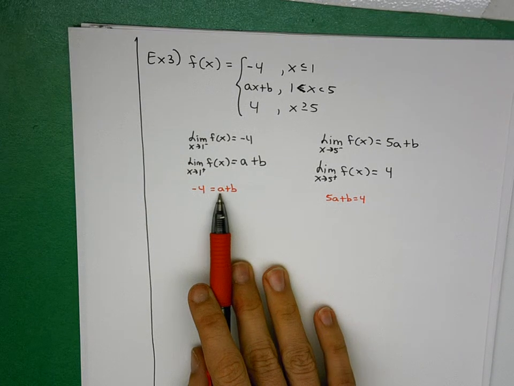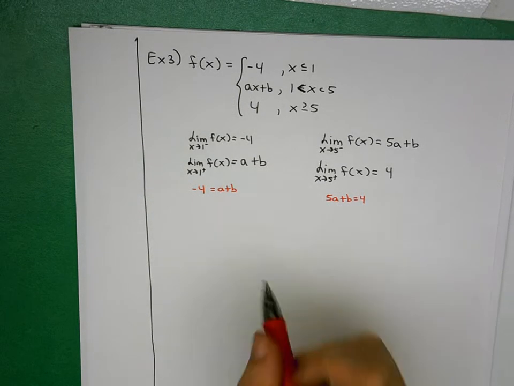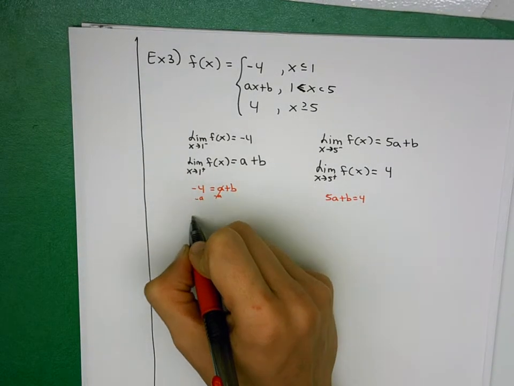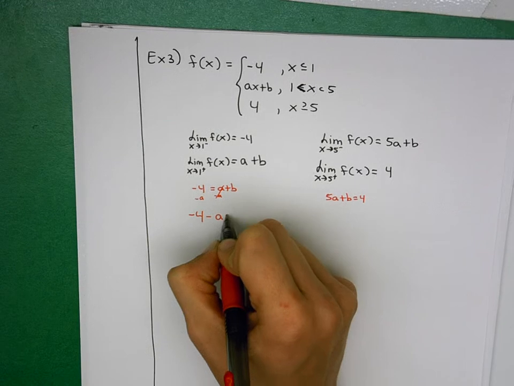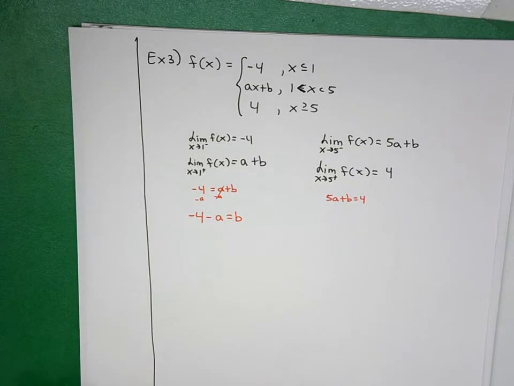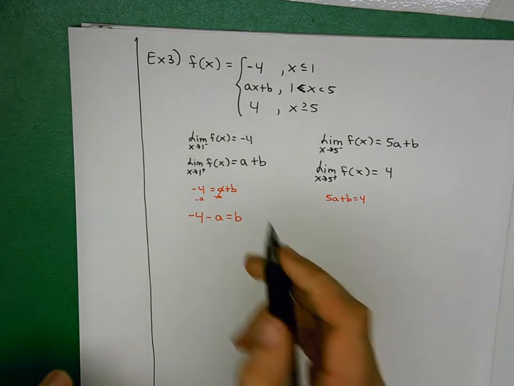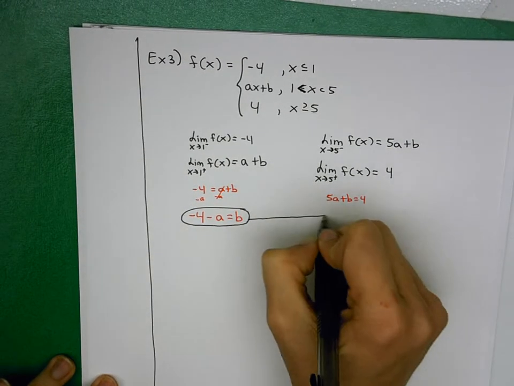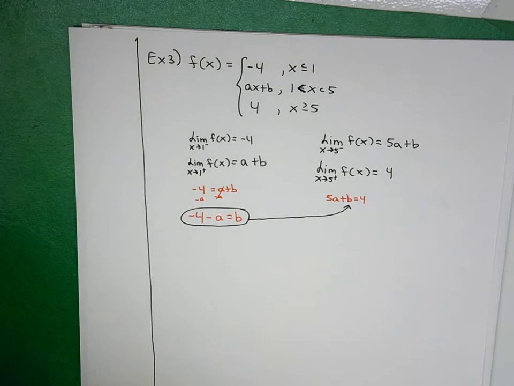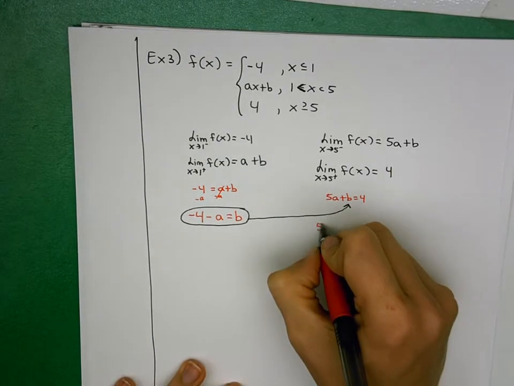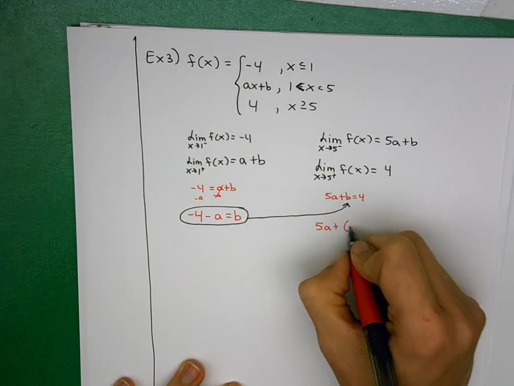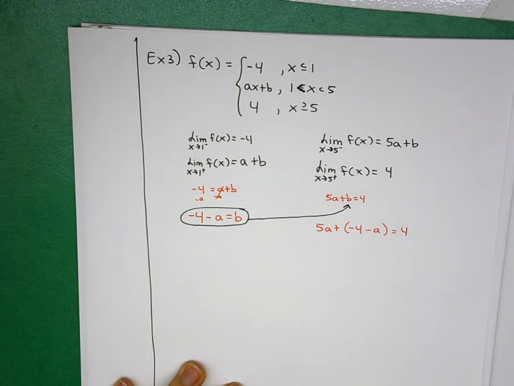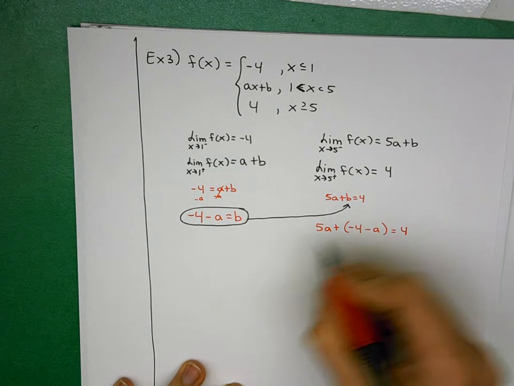Okay, and all the periods chose to work with this equation. Most chose to solve for b, although I did have one that chose to solve for a. Okay, but if we solved for b here, we'd be subtracting a over to the other side to create -4 minus a equals b. At which point I can take this function and substitute it into my other equation, into that b. And I would have 5a plus not b, but -4 minus a equals 4.